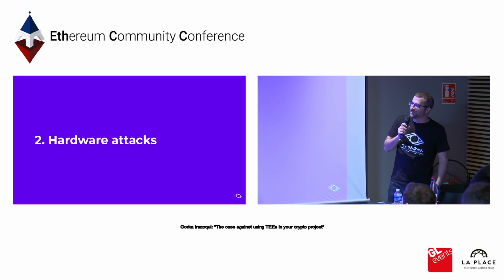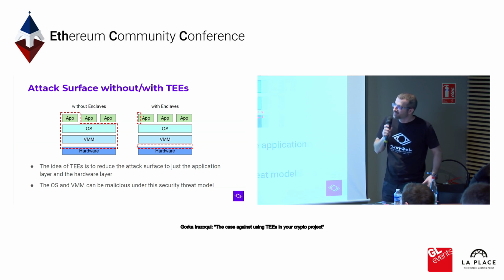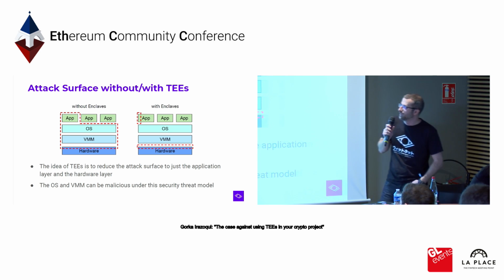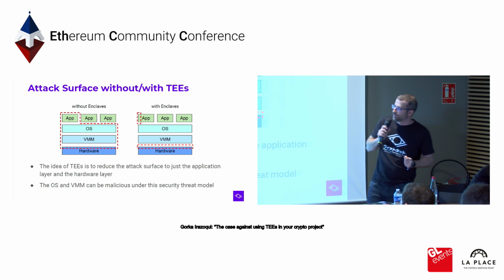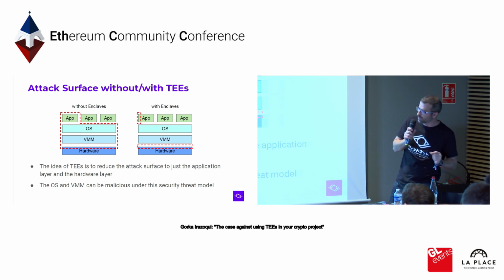So now the interesting part is the hardware attacks. Before starting, why the TEEs, why these enclaves? The idea is really basic, and it's just to decrease the attack surface of an application. Normally, without enclaves, we know that a malicious user may try to exploit the operating system or the virtual machine manager. But in the case with enclaves, this surface area is reduced to a portion of the hardware and the application layer.